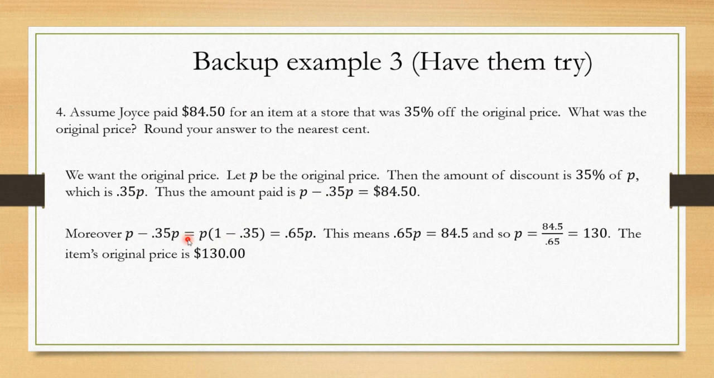Remember, when you factor, it's just using distribution in the opposite way. If you distributed this, you would have this. You're removing a common factor. So we get 0.65 times P. Really what we have then is 0.65 times P is equal to this. And so we just divide to get the original price, which is $130.